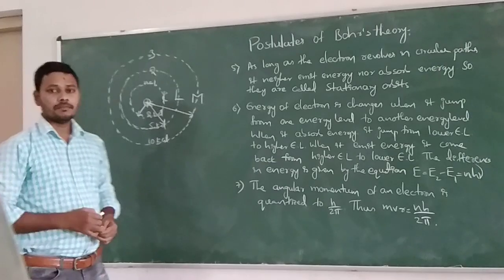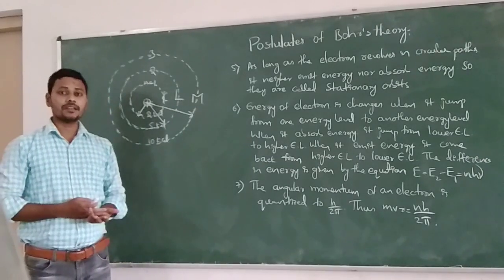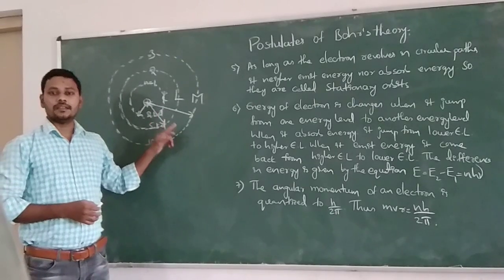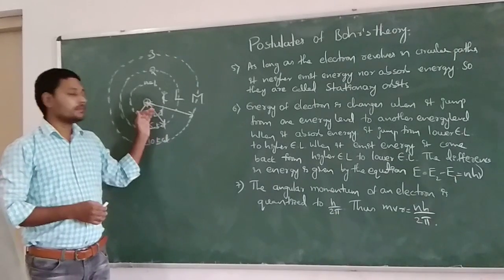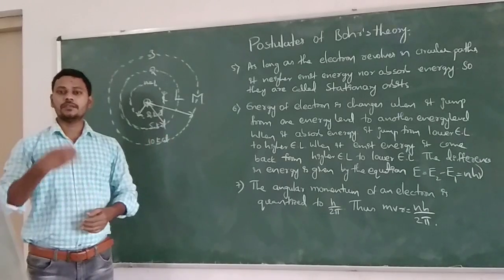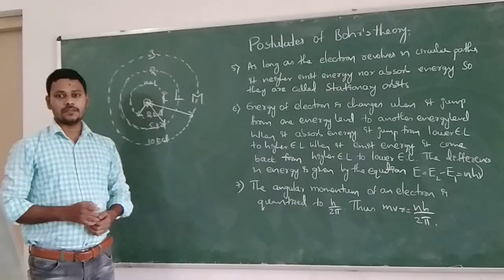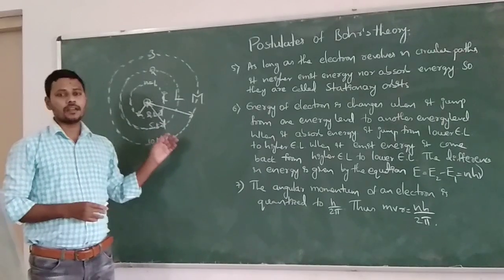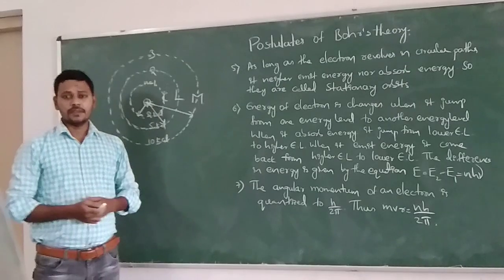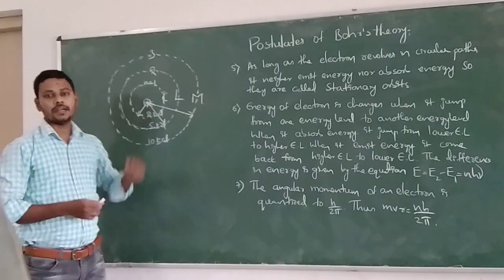Next point: the energy of the electron changes. When the electron jumps from one energy level to another, from one energy orbit to another, there is a change in the energy of the electron. So due to sunlight or heat, when the electron absorbs energy, it jumps from a lower energy level to a higher energy level.